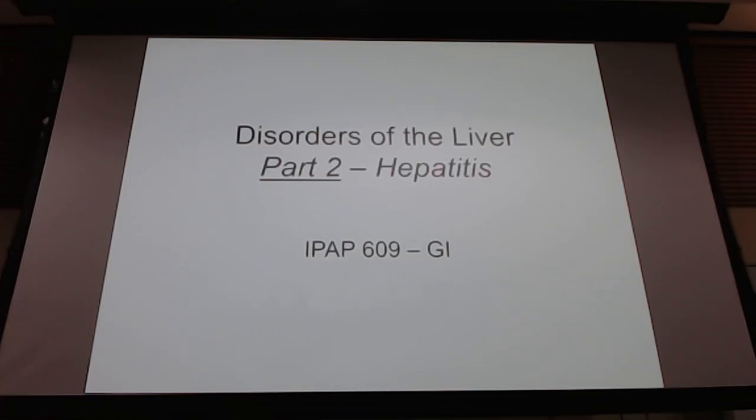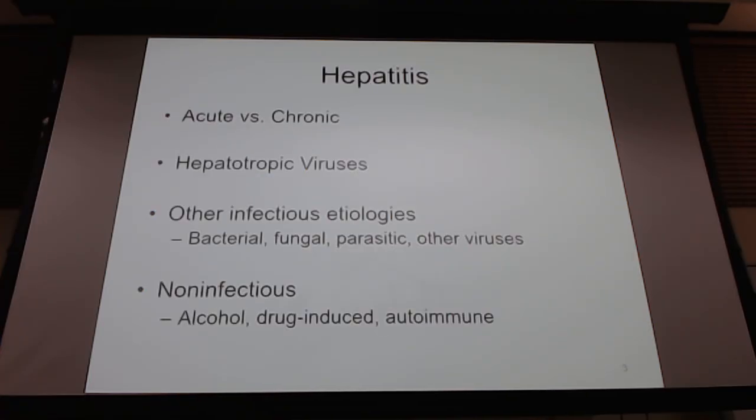Surface antigens, core antigens, all this stuff. We're going to break it down. So, disorders of the liver, part 2, hepatitis, very exciting. So break that down. Acute versus chronic. Hepatotropic viruses break down into what? How many flavors of hepatitis are there, if we're talking about hepatotropic?